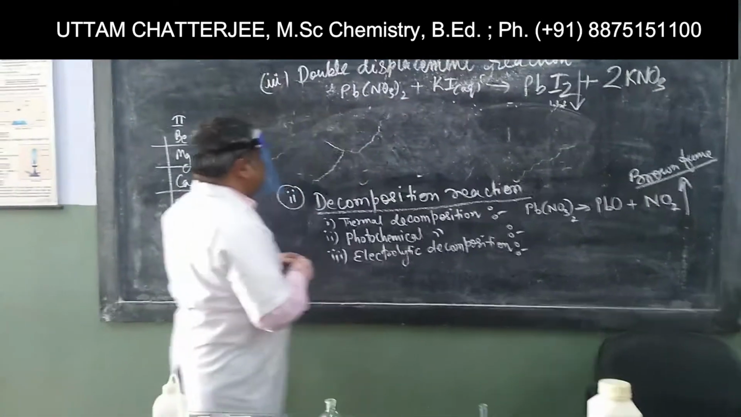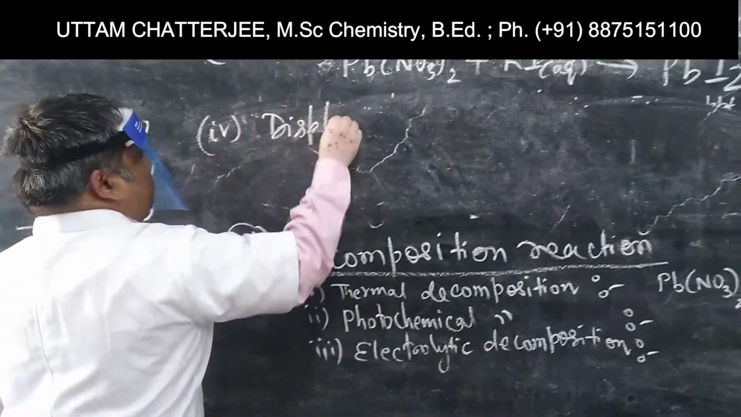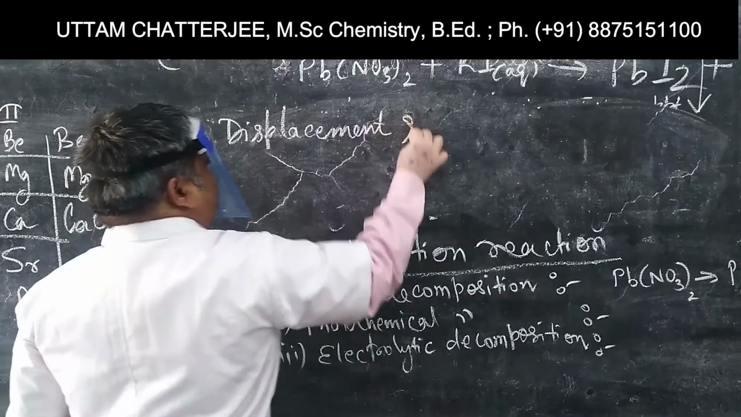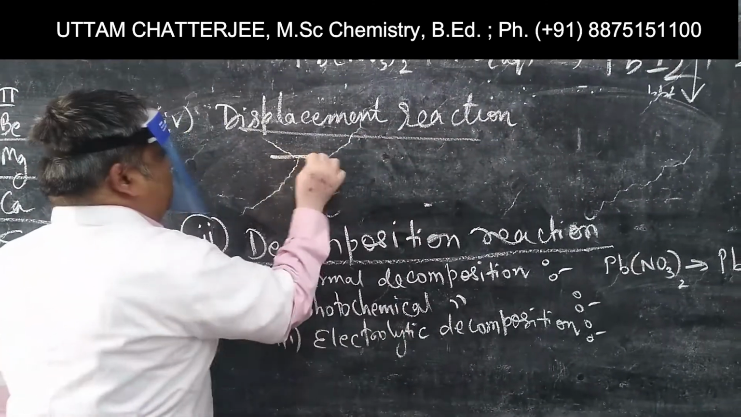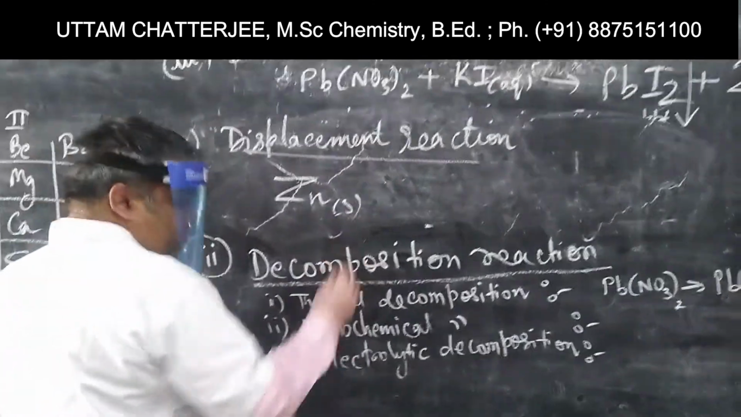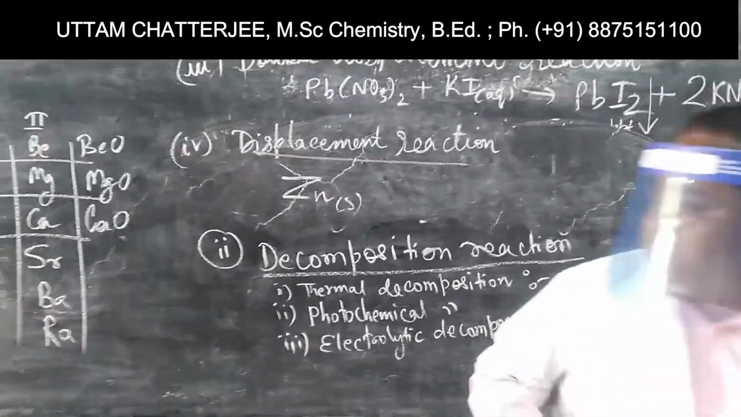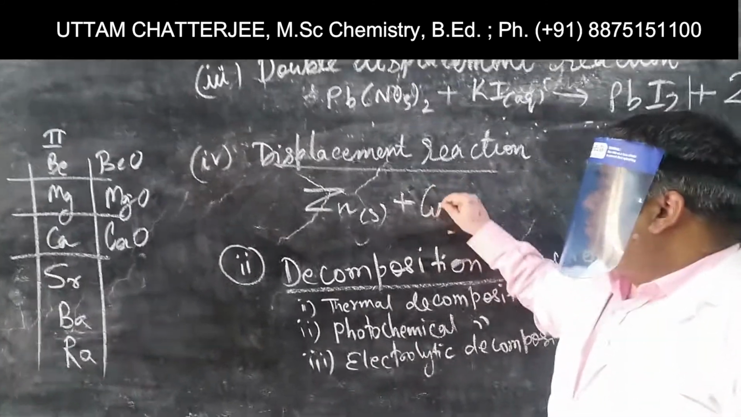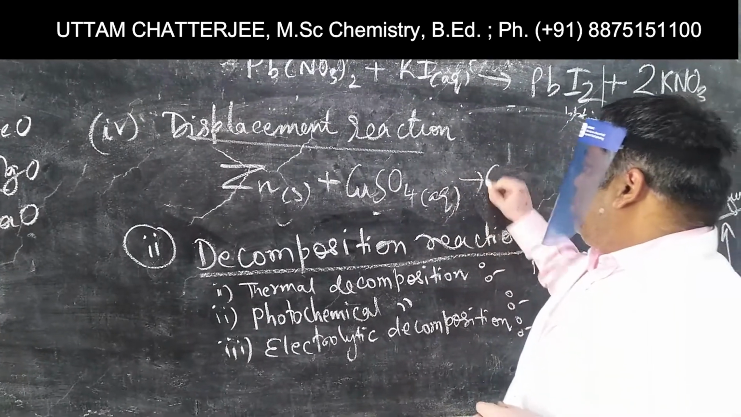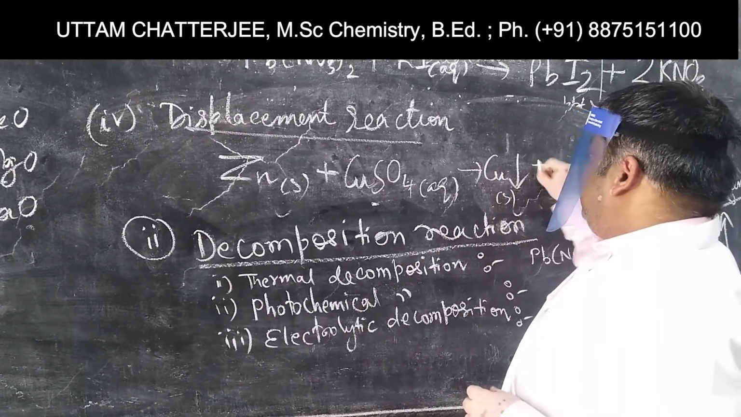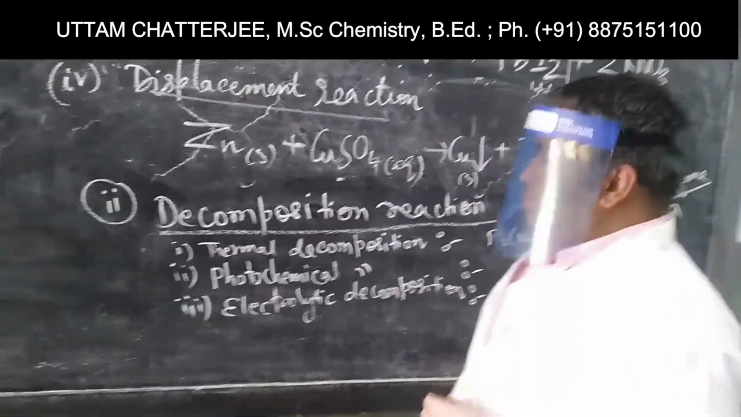The reaction taking place here is the fourth type, displacement reaction, which I had shown you. Zinc was in solid form and it was put in copper sulfate solution. It formed copper solid which precipitated, and zinc sulfate solution is formed.